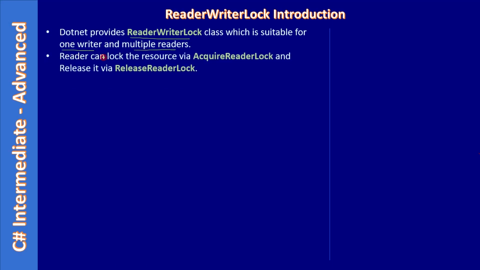A reader can lock the resource via the acquire reader lock function, and once it is done with the resource, it can release it via release reader lock. So acquire reader lock will lock the resource, and release reader lock will release the resource. And here the lock type will be the reader lock.